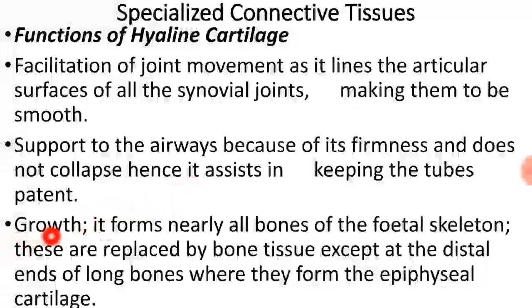And the growth. This hyaline cartilage is responsible for growth. It forms nearly all bones of the fetal skeleton. These are replaced by bone tissue, except at the distal ends of the long bones, where they form the epiphyseal cartilage. So hyaline cartilage is what develops to form the long bones in the fetus; the bones in the womb develop from hyaline cartilage. It starts as hyaline cartilage, then from there it is replaced by bone except at the distal end of the long bones, where they form the epiphyseal cartilage.